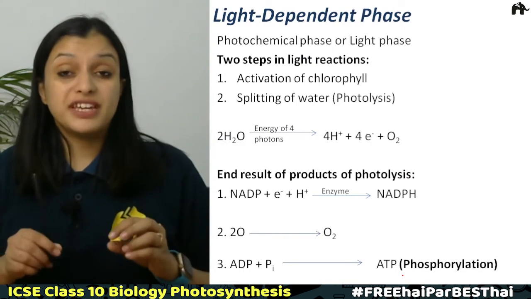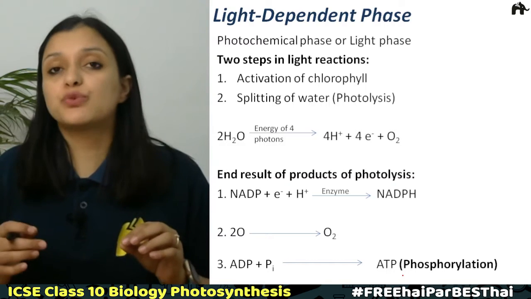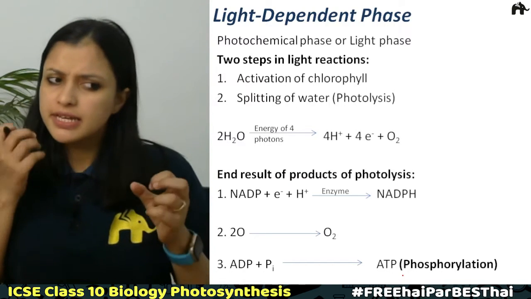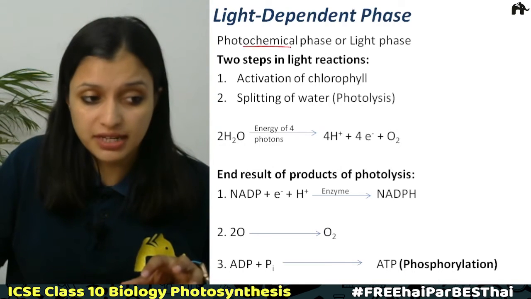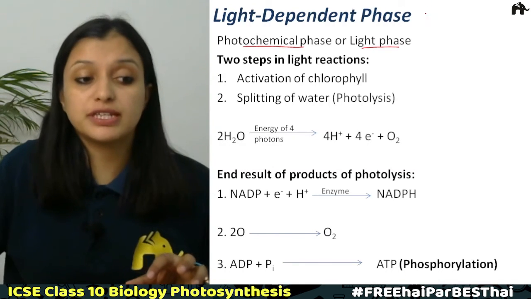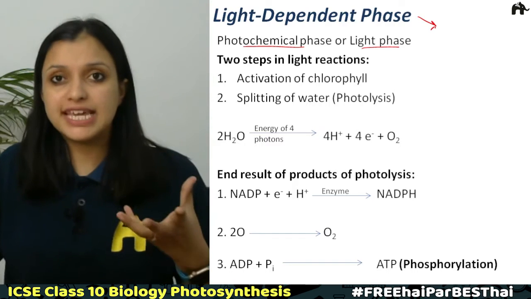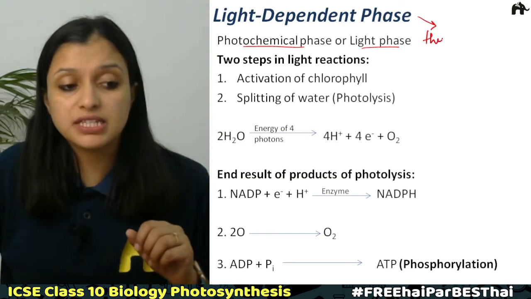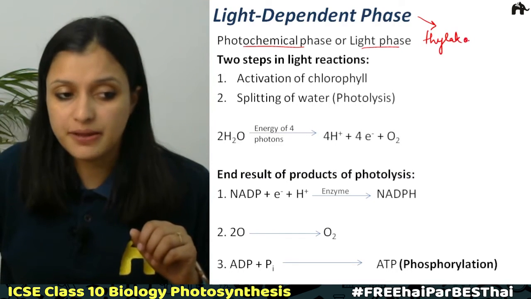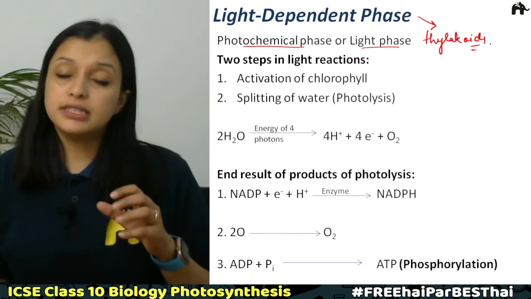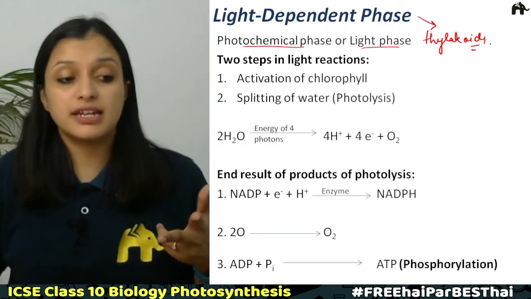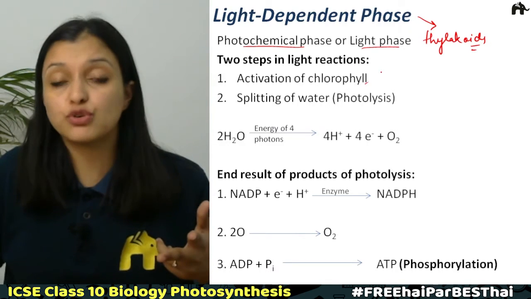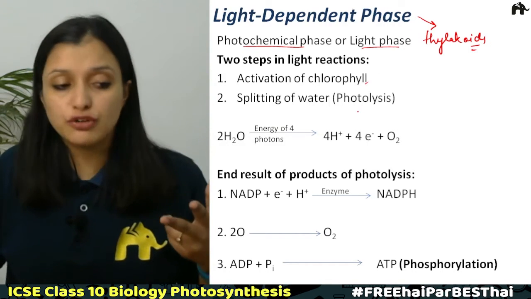Now the first phase is the light dependent phase. So as the name suggests, this phase is dependent on light. So we also call it the photochemical phase or the light phase. So where does this phase take place? It takes place in the thylakoids. Fine. So in the thylakoid, there are two reactions that take place in the light reactions. One is activation of chlorophyll and another is splitting of light.